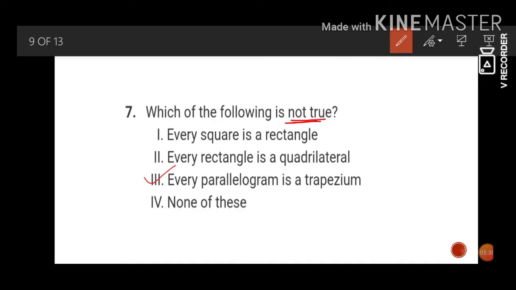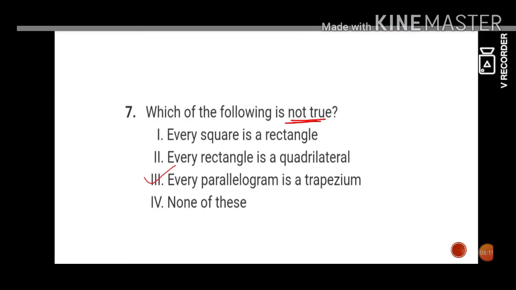Every rectangle is a quadrilateral. Quadrilateral means a figure which has 4 sides enclosed. So a rectangle is a quadrilateral. Every parallelogram is a trapezium, and none of these. So our not true option will be every parallelogram is a trapezium. Not every parallelogram can be a trapezium because a parallelogram can be a square, a rectangle, a rhombus or a kite. So every parallelogram cannot only be a trapezium. So our not true option is option number 3.